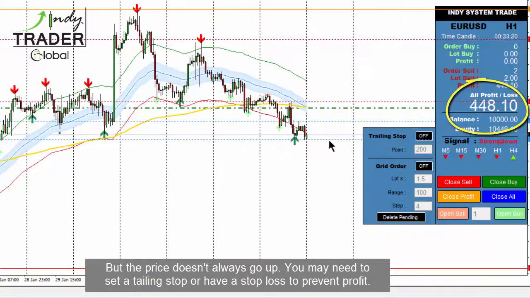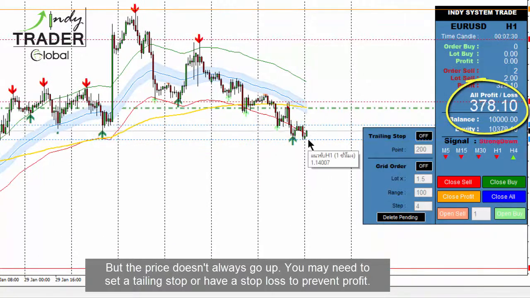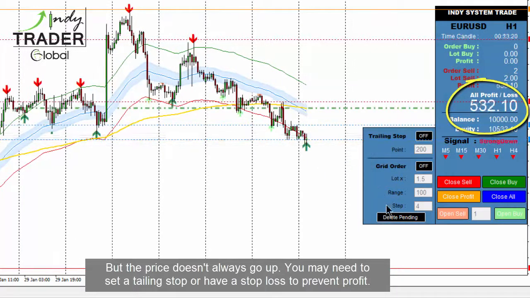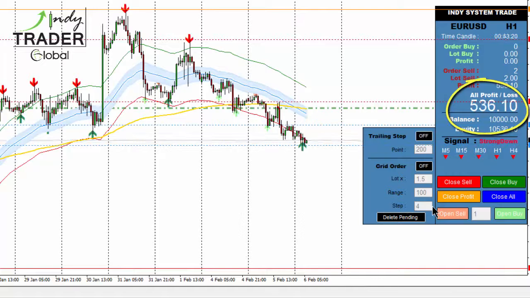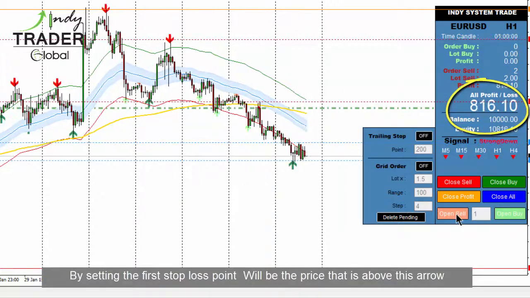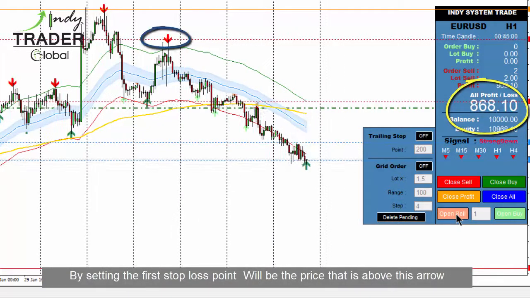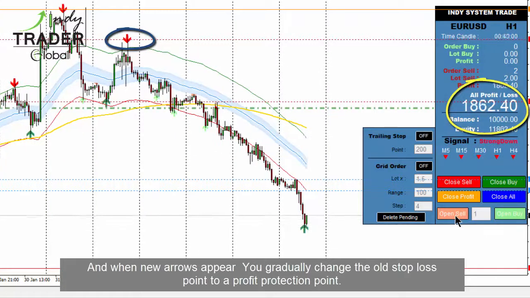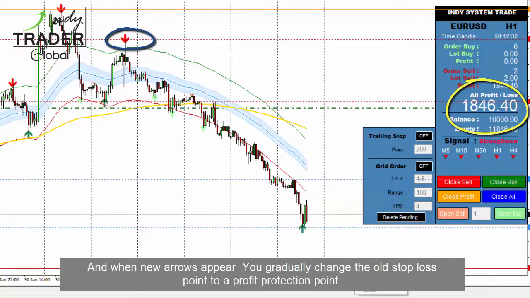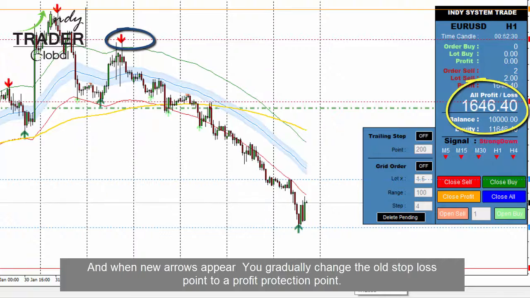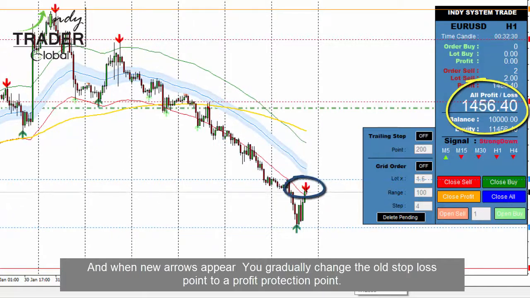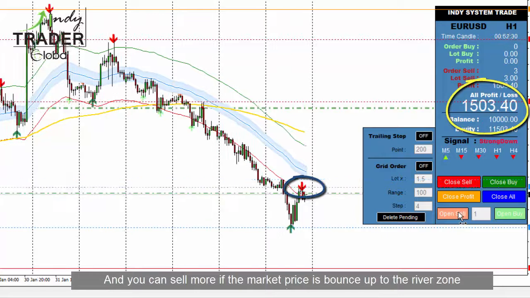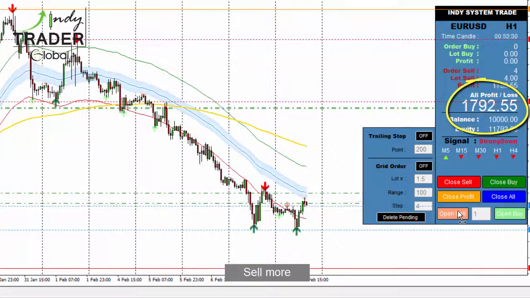But the price doesn't always go down. You may need to set a trailing stop or have a stop loss to protect profit. The first stop loss point will be at a price above this arrow. And when a new arrow appears here, you gradually move the old stop loss point to a profit protection point. And you can sell more if the market price bounces up to the river zone again. Sell more.